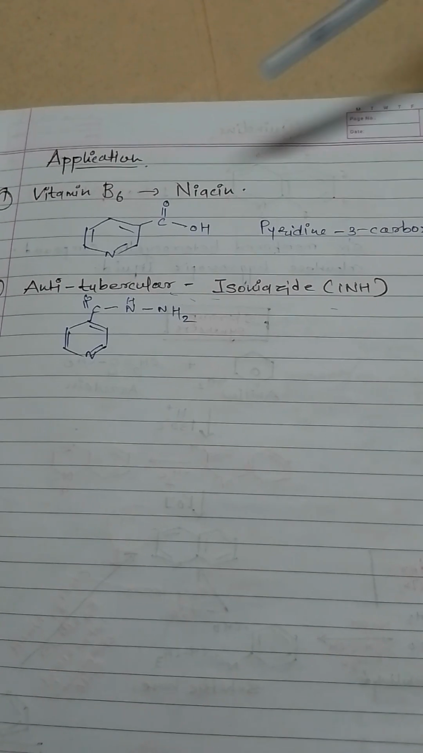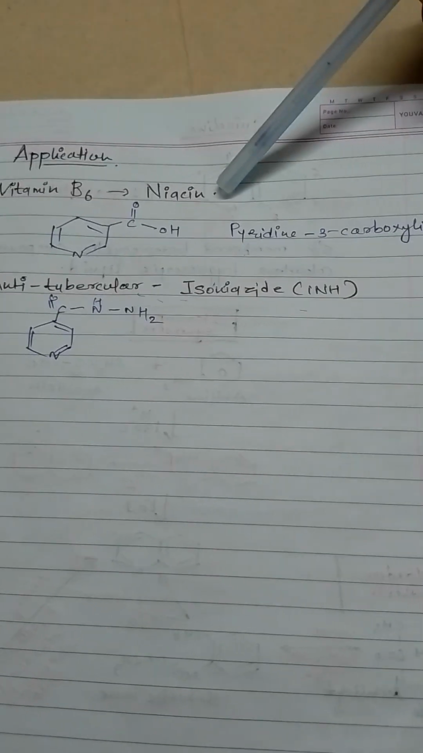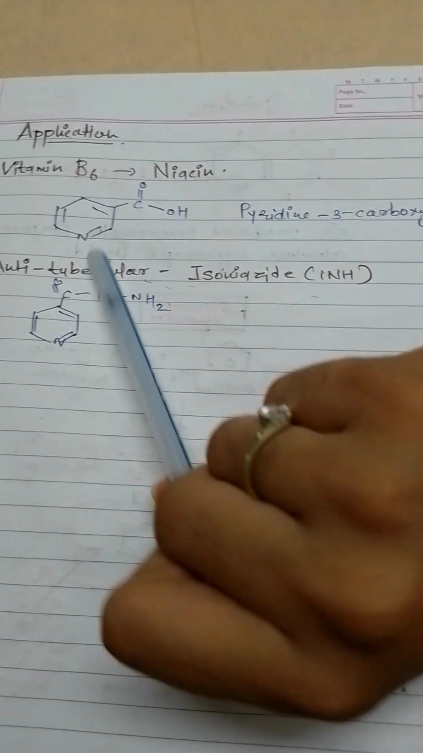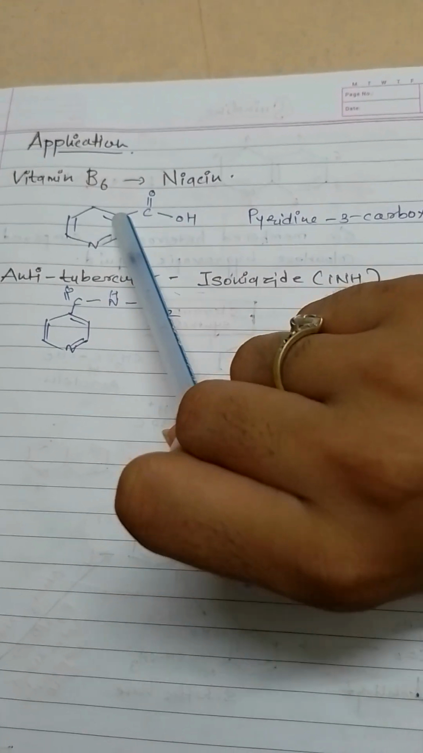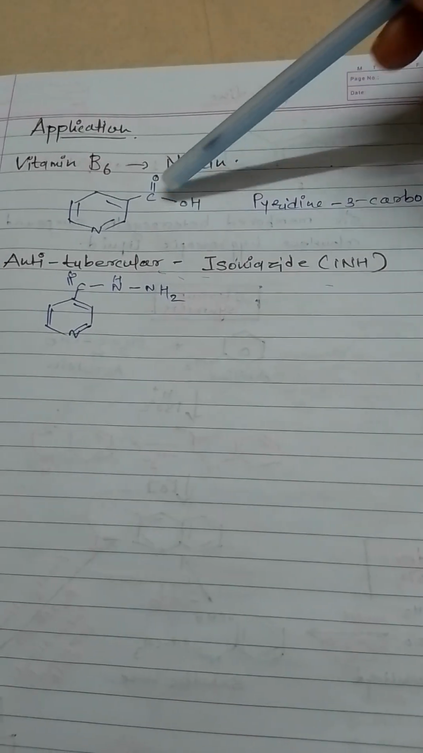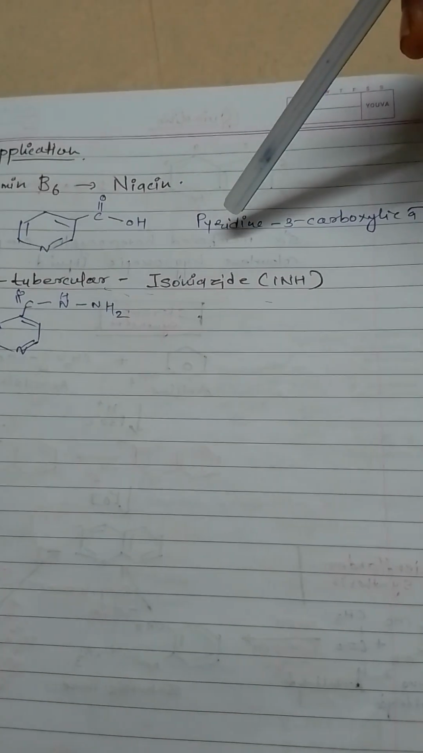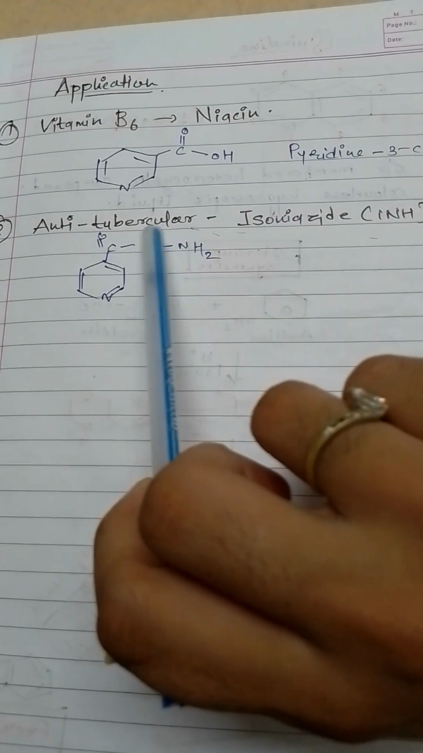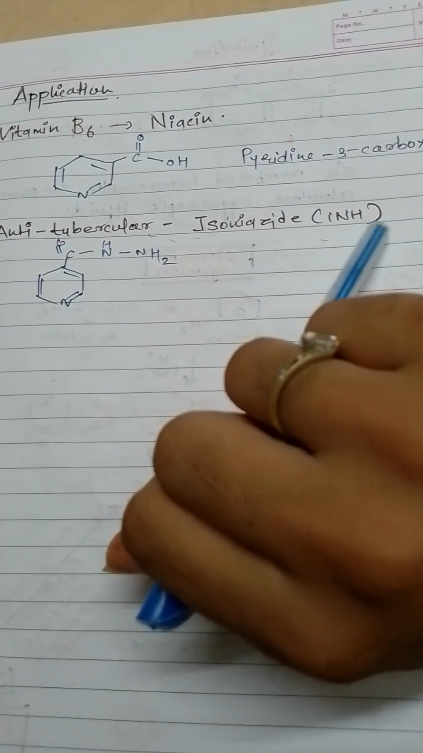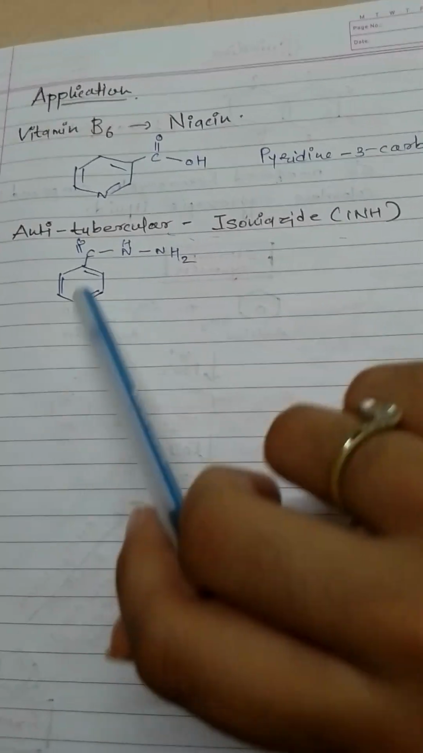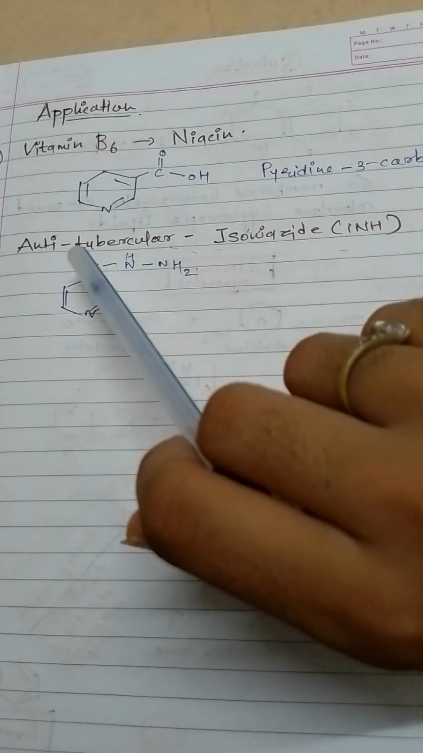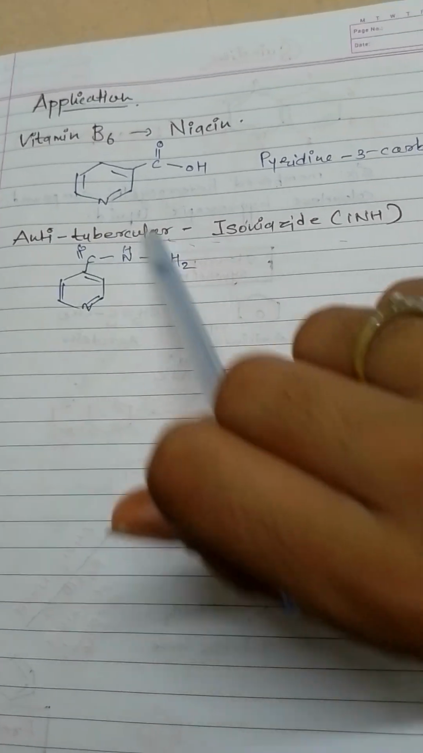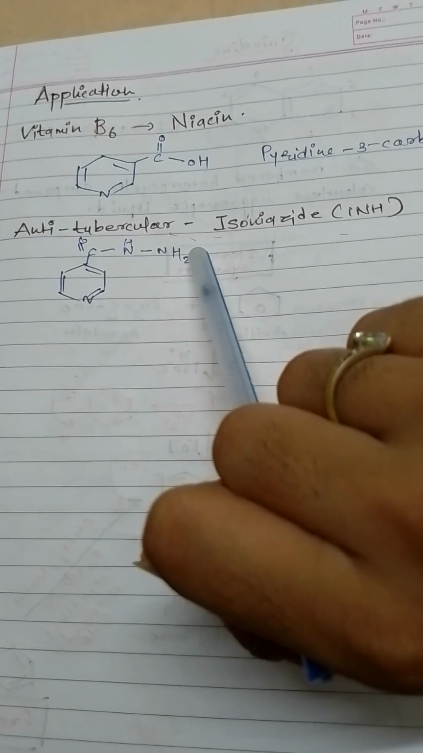Okay. Now what are the applications? Vitamin B3, that is niacin: pyridine ring, and at the third position a COOH group. This is also known as pyridine 3-carboxylic acid. Now the second one is an anti-tubercular drug, that is INH or isoniazid: pyridine ring attached with an amide group and one amino group, right?